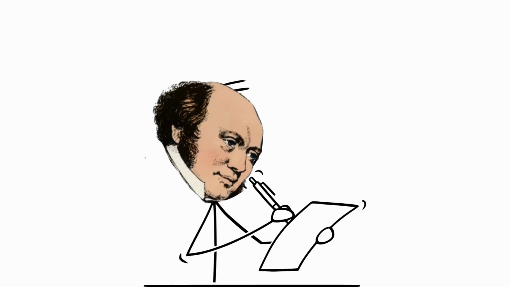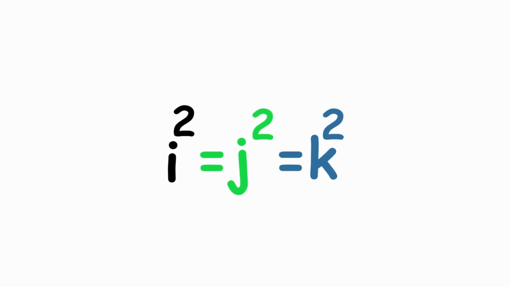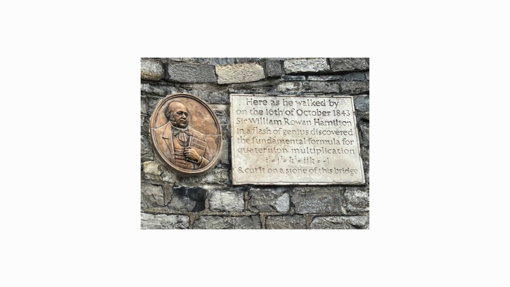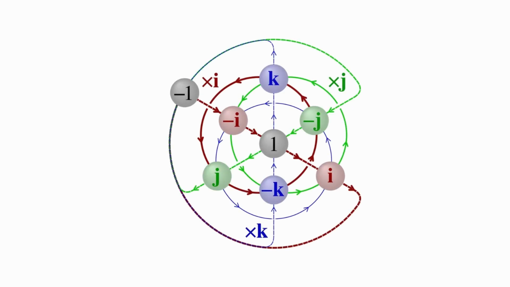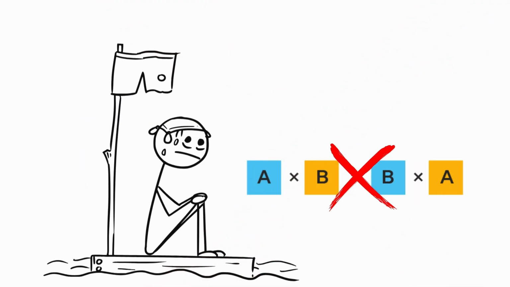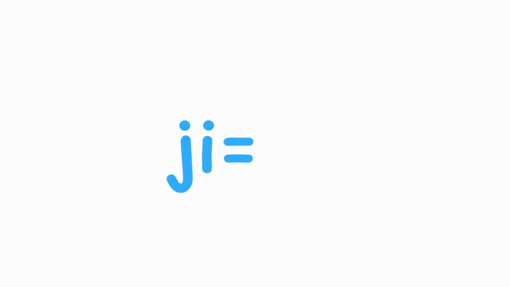With that, he carved the equality i squared equals j squared equals k squared equals ijk equals negative 1 into the Broom Bridge, and the quaternions were born. The most notable change when extending the complex number system to the quaternions is the loss of commutativity of multiplication. For example, ij equals k, whereas ji equals negative k. Using our classification system, quaternions form a ring, but not a field.